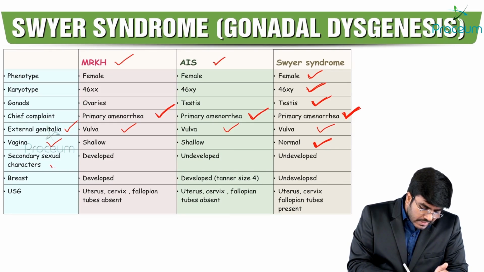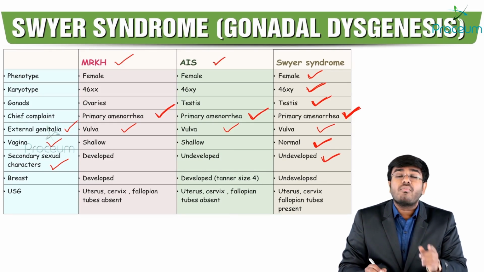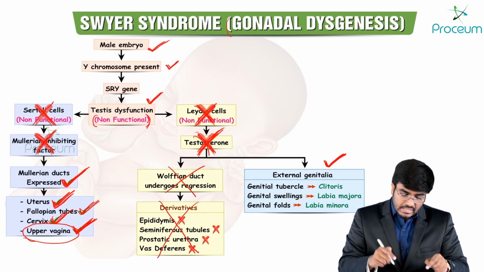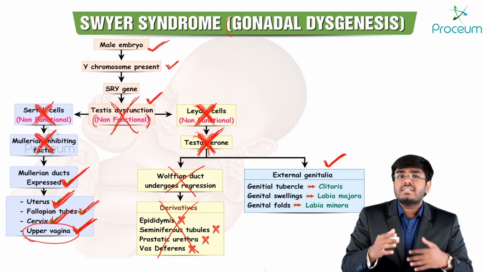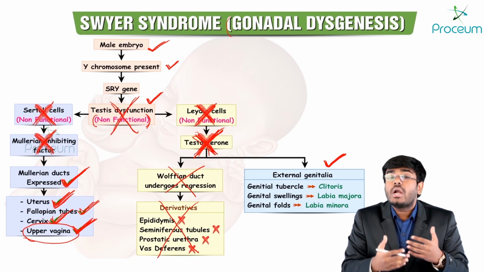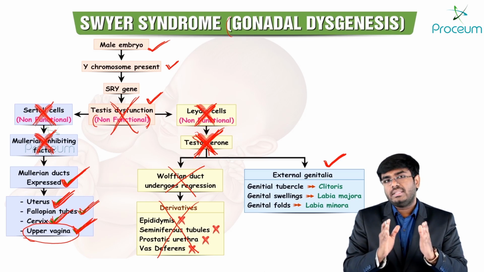What about the secondary sexual characters, guys? The secondary sexual characters are undeveloped. Why undeveloped? Because Swyer syndrome is a condition with dysgenetic gonads. If the gonads are dysgenetic, the testosterone production is not there. If testosterone is not there, it means the pubic hair and axillary hair development is not there.